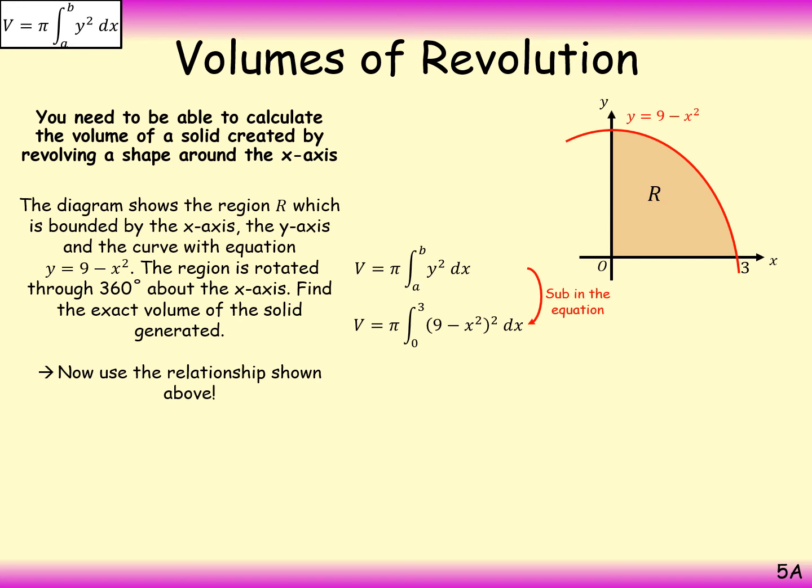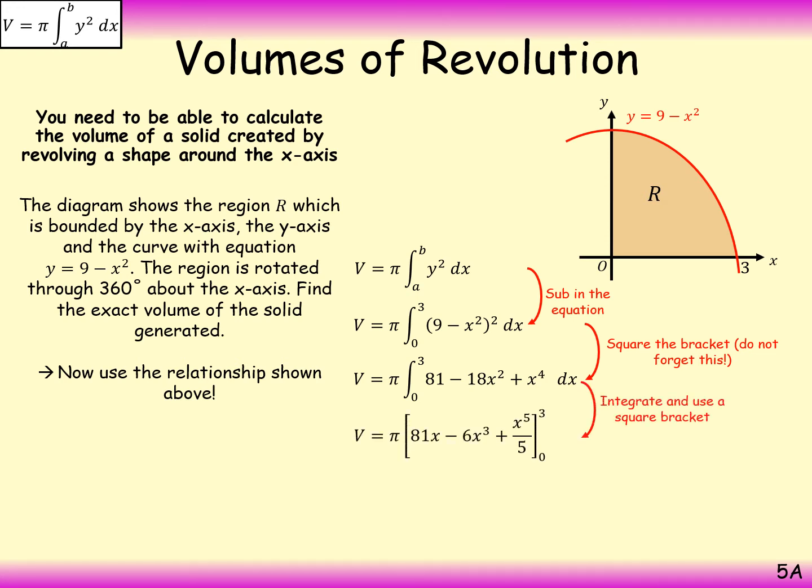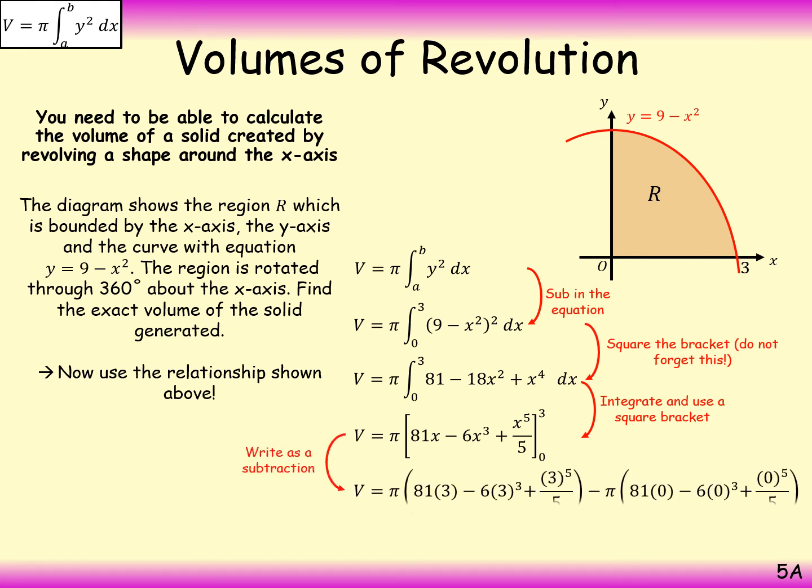and y is the equation 9 minus x squared, all squared. So now if we square the bracket, make sure you use FOIL and expand this, and then we can start integrating, and we'll use the limits 3 and 0. We subtract one from the other, and that will give us the exact volume. Notice it said exact volume, so we're going to leave it in terms of pi and not substitute that in.